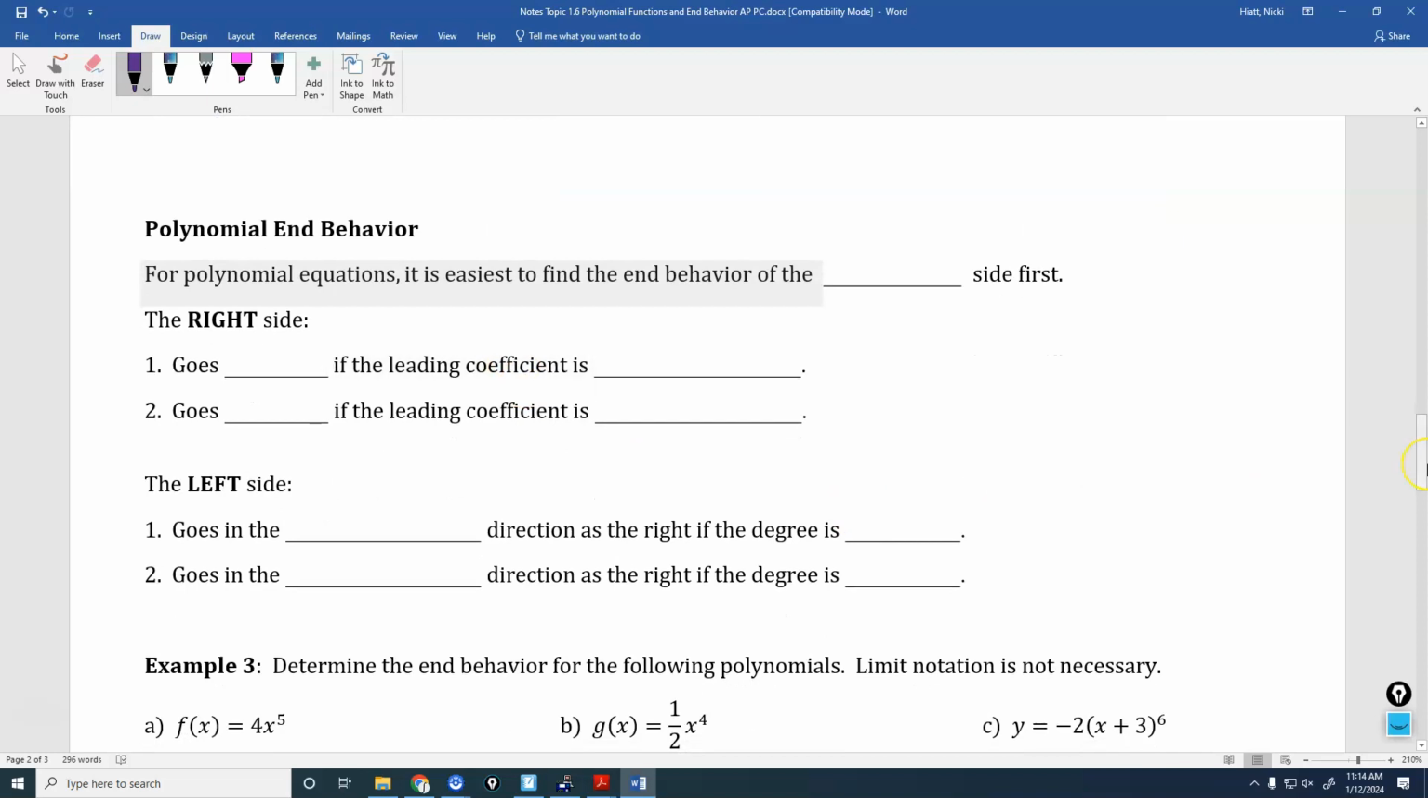Okay, so a couple of things that you need to keep in mind. For polynomial equations, it is easiest to find the end behavior of the right side first. On the right side, it goes up if the leading coefficient is positive, and down if the leading coefficient is negative.